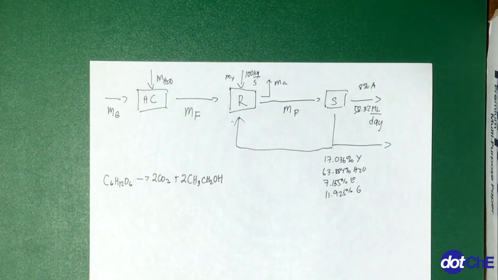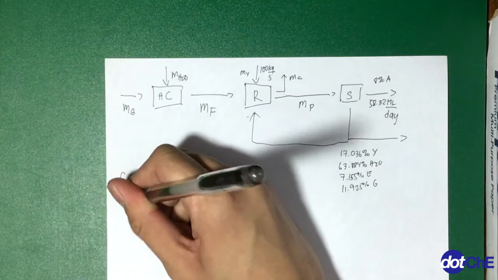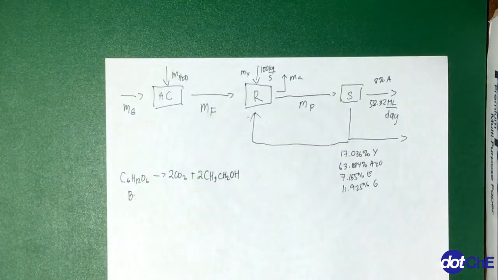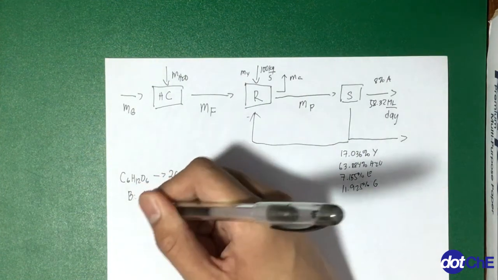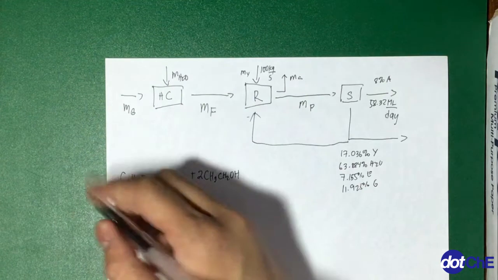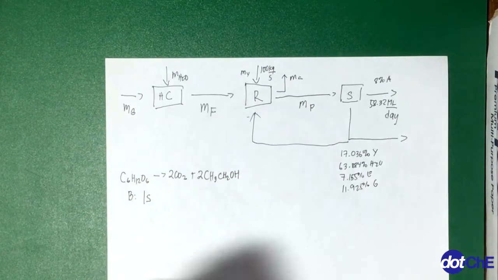So let's do our calculations with a basis of 1 second. We could do 1 day, but again, 1 day will give us lots and lots of big numbers, so it's better if we're just going to use 1 second. So if we're going to have a basis of 1 second, we have to convert this into per second.